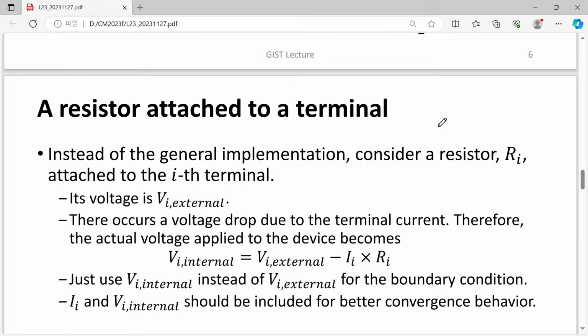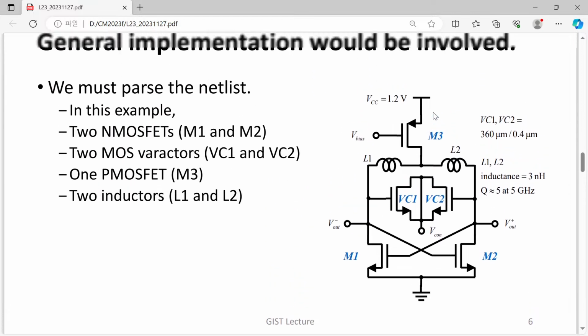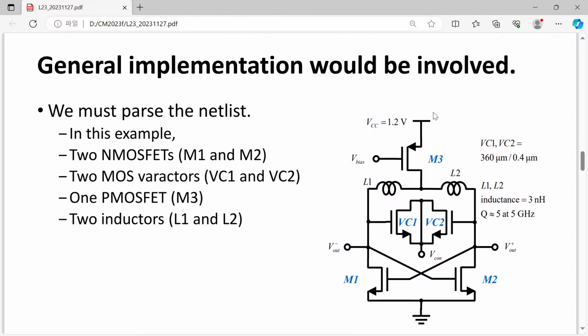Okay, this is lecture 23, and it's part 2. In part 1, I just showed you the motivation for mixed mode simulation, and in the last part of part 1, we discussed the implementation part.